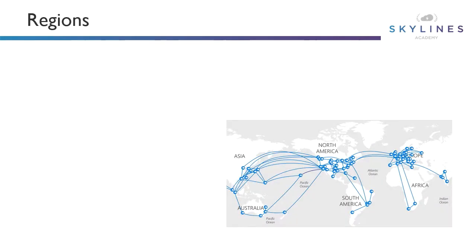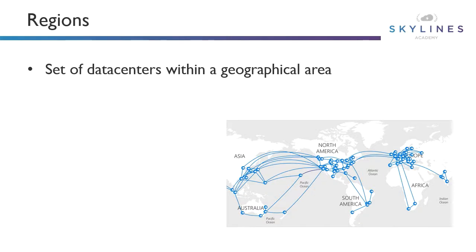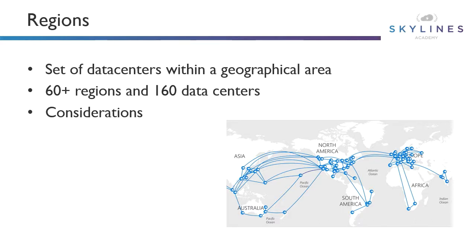Moving on to regions. A region is a set of data centers within a geographical area. Microsoft has over 60 regions today and 160 data centers within those regions. Some considerations as you're deciding what region to deploy your resources in. From a compliance standpoint, whether it's a governing body or it's an internal policy where all of your data needs to be within a defined geographical region, when you create your resources in Azure, by selecting the appropriate regions, it helps ensure that your data is going to stay within that physical location.